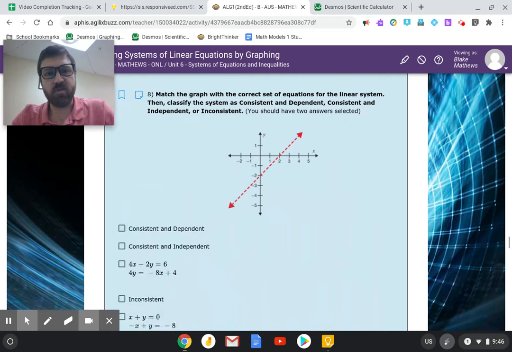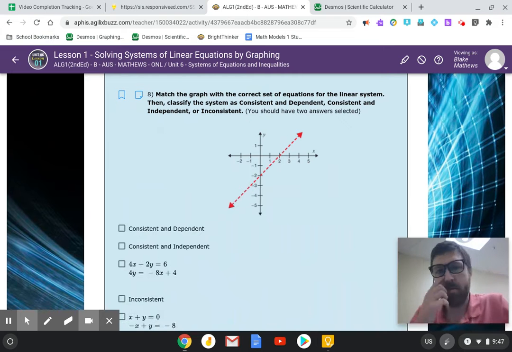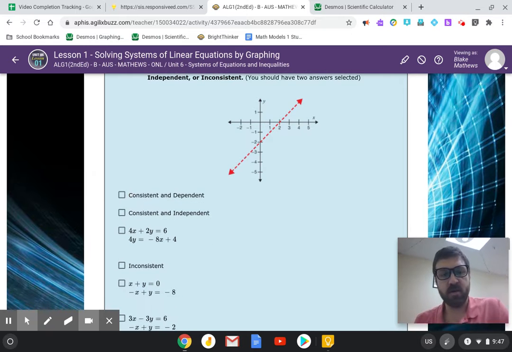Then we get into the actual problems. Match the graph with the correct set of equations for the linear system. Then classify the system as consistent and dependent, consistent and independent, or inconsistent. So it's 3 options: consistent and dependent, consistent and independent, inconsistent. Okay, so those are your 3 options.